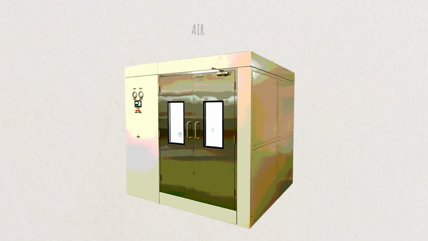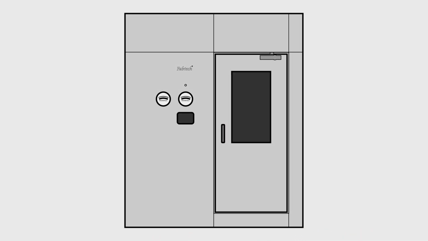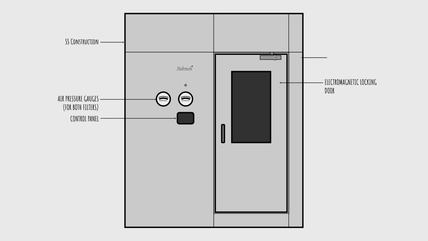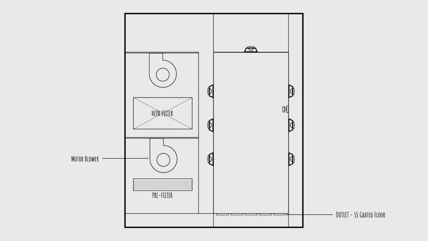Air showers are specialized enclosed antechambers used to reduce cross-contamination within the facility. The body is made of stainless steel with two gauges for the filters and a control panel placed beside the entry door. The door uses an electromagnetic locking system, a hydraulic closer, and Tiffin glass for viewing. On the inside, there are two motor blowers, filters, grated floor, and an emergency stop button.